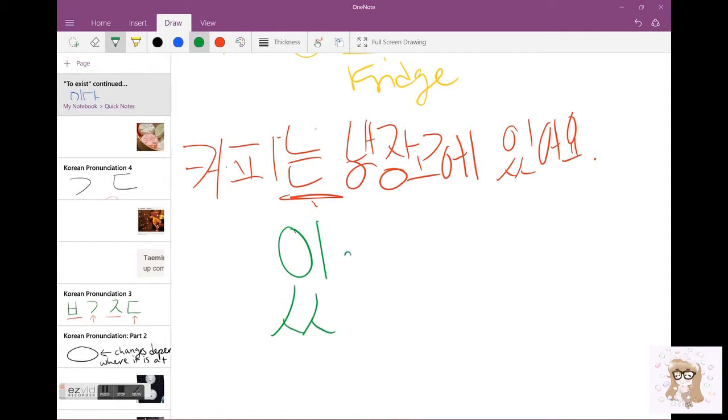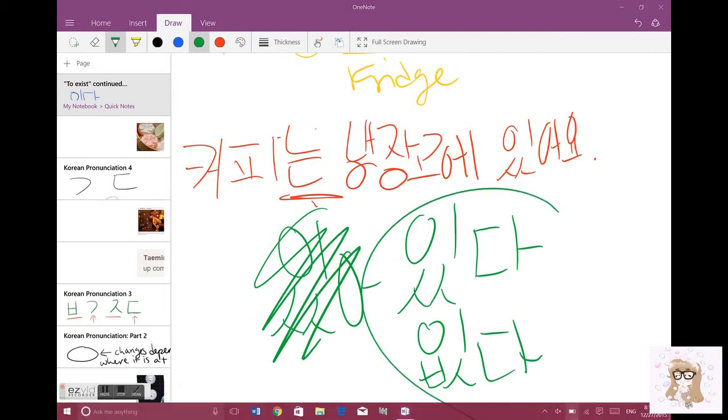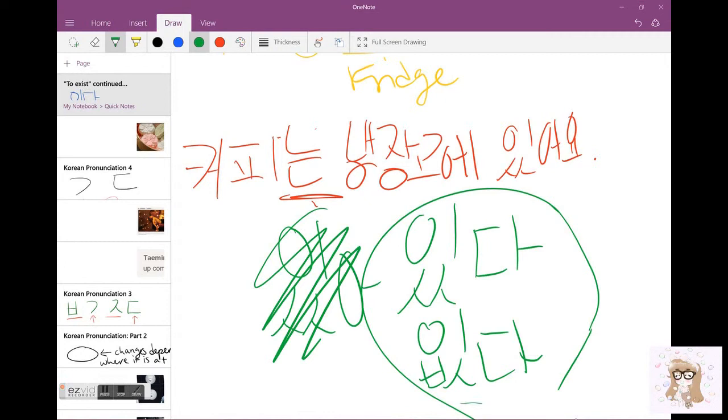But this rule is only for, let me use the basic form, ista or ipta. From what I understand, this whole rule I'm talking about, the i and the ga, that is only for ita and ipta, okay?